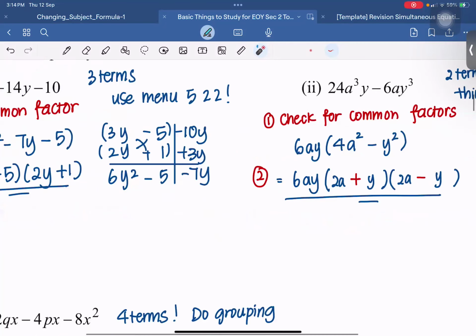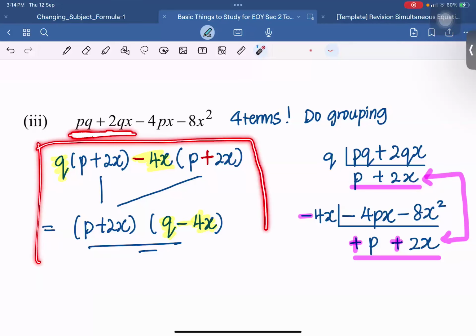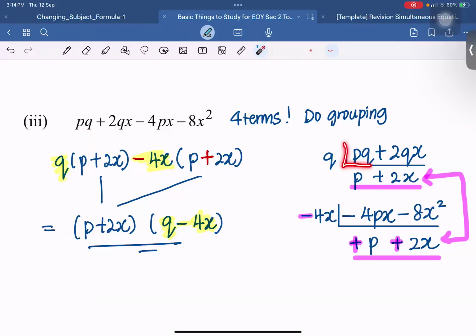Next one, this one. I do a little bit slower because here I got quite a number of common mistakes. When there are 4 terms, we try to do grouping. We put the terms that have common letters or common numbers together, a common factor. So PQ, in this case, I can group together with 2QX. Usually the teacher will teach you this kind of working. But for me, I would like to do the division one.